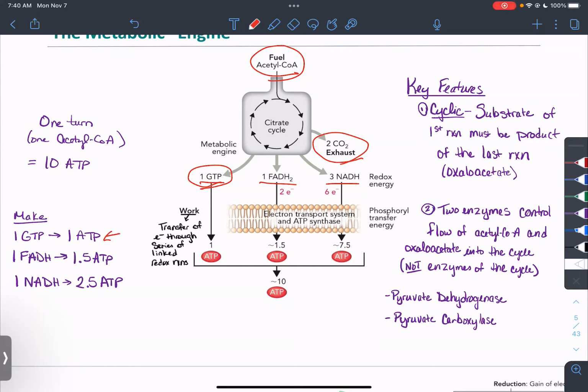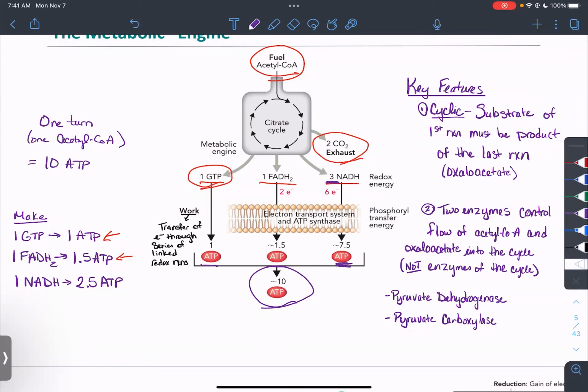If I look at FADH2, my FADH2 is going to enter the electron transport chain. FADH2 is going to give up its electrons, and those electrons are going to go through a series of linked redox reactions in order to generate ATP. So from one FADH2, I'm going to get 1.5 ATP. Then from my 3 NADH, for every 1 NADH, I'm going to get 2.5 ATP. So for 3 NADHs, I'm going to make 7.5 ATP. So if I add up my 1 from GTP, my 1.5 from FADH2, and my 7.5 from NADH, I'm going to get a total of 10 ATP.